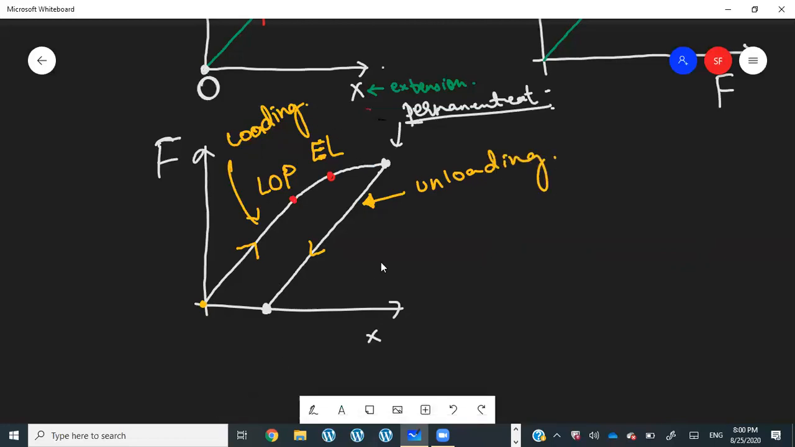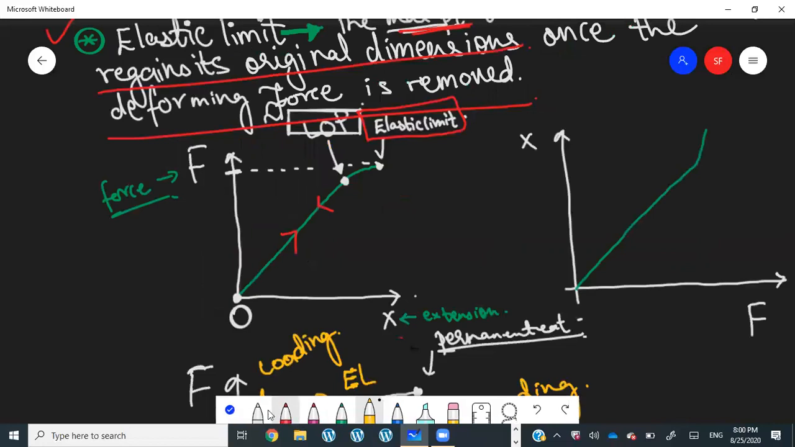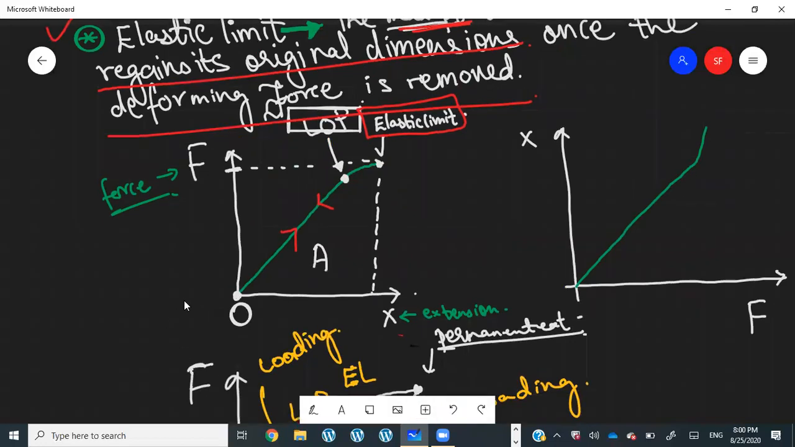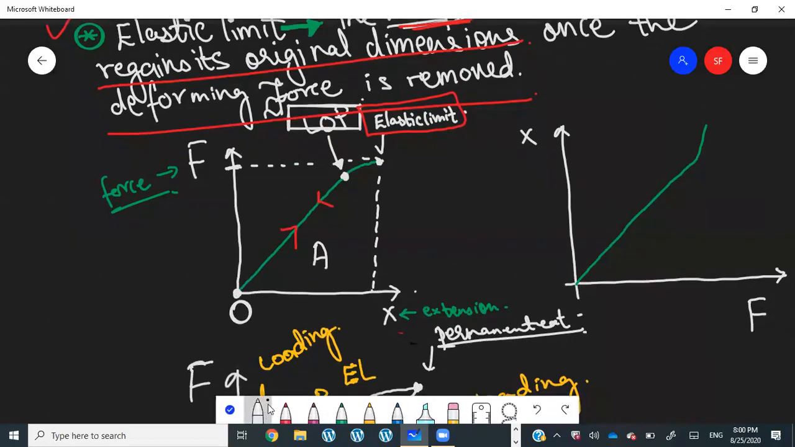Now coming back to this graph. What does the area under this graph represent? Young's modulus. No. What is Young's modulus, by the way? Stress over strain, and I haven't drawn a stress against strain graph anyway. Young's modulus is not the area anyway.